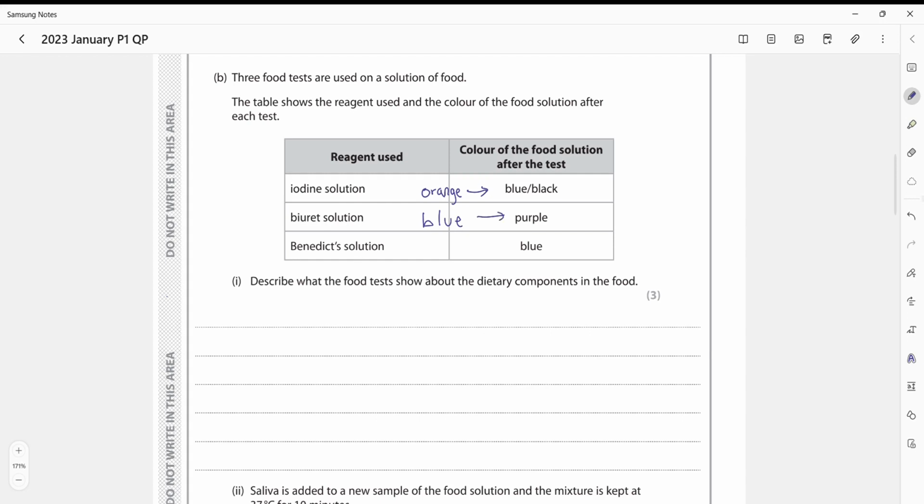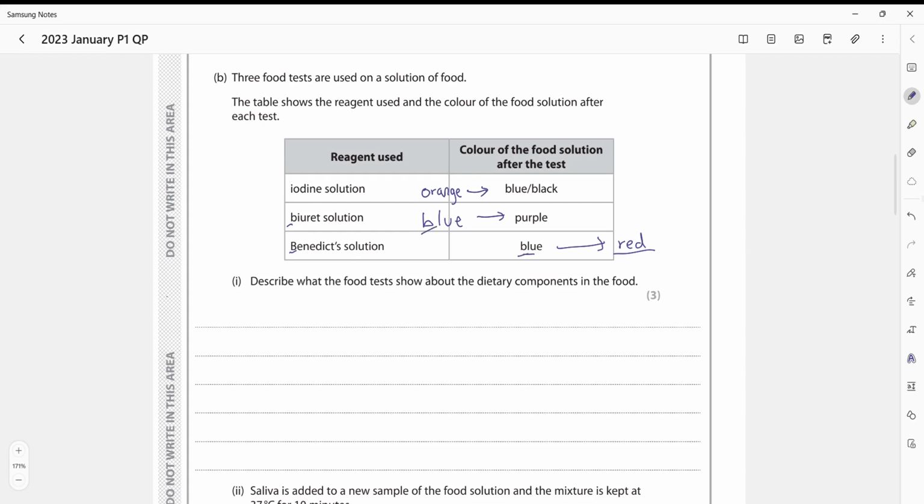And then Benedict's solution tests for reducing sugar, so the initial color is actually blue. And if reducing sugars are present, then it will turn red. If there is a little bit of reducing sugars, then it will turn green, orange, or yellow. But if there's a lot, then it would turn red. Yeah, so one little trick that I use to remember them is that both Biuret and Benedict start with the letter B, and they both start off as being blue.